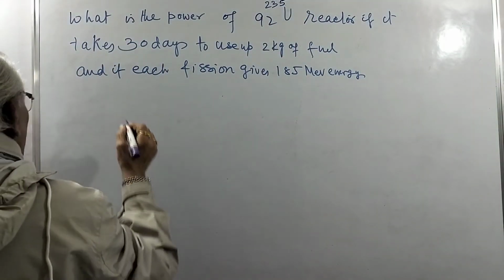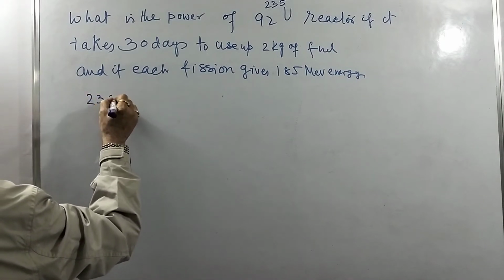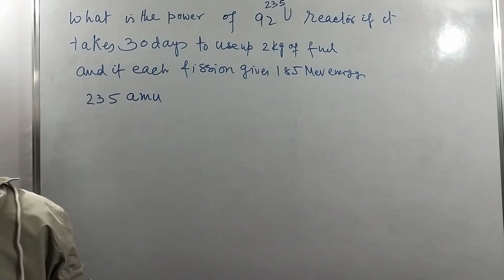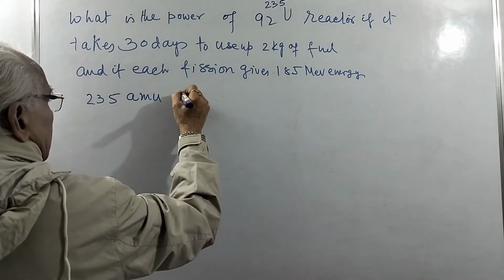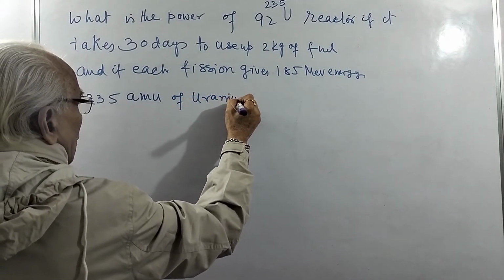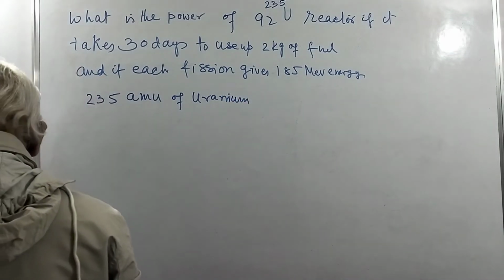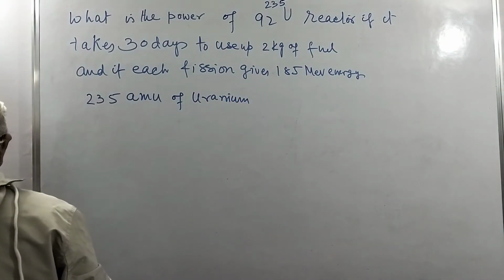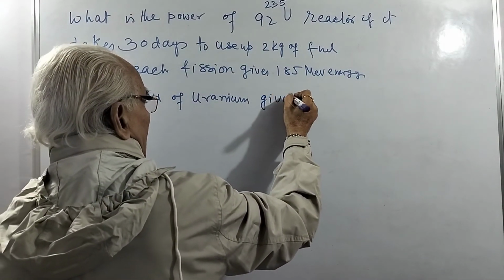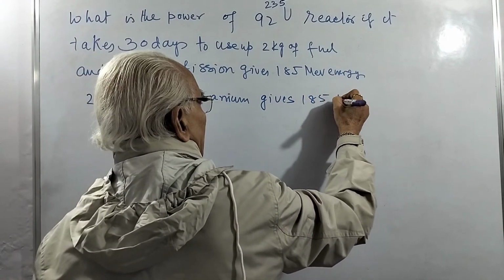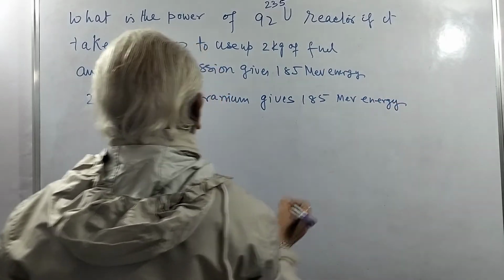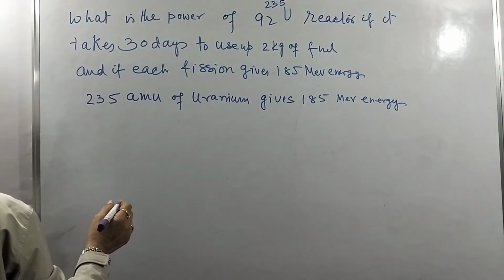So that is 235. Say we take 235 atomic mass units of uranium, that is 1 atomic weight. This uranium gives 185 MeV energy.